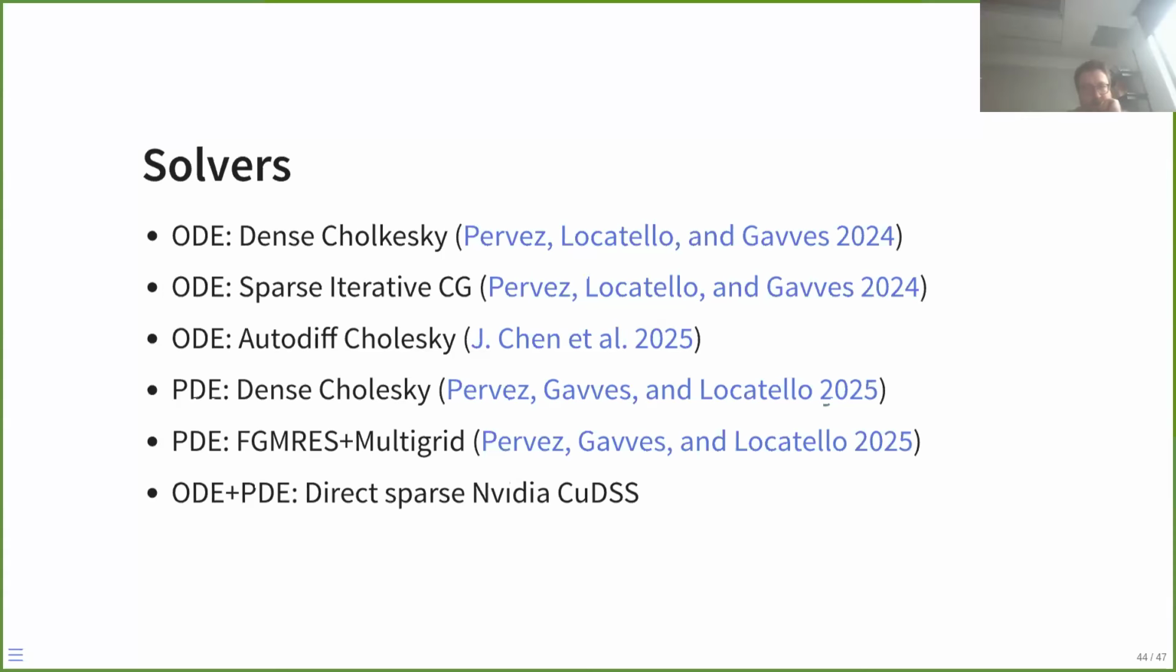Understood. Thank you. And the last one, you have to interface with C++. I haven't made the code public yet, but hope to do this soon for the NVIDIA cuDSS. This is a direct sparse solver that works on GPU.